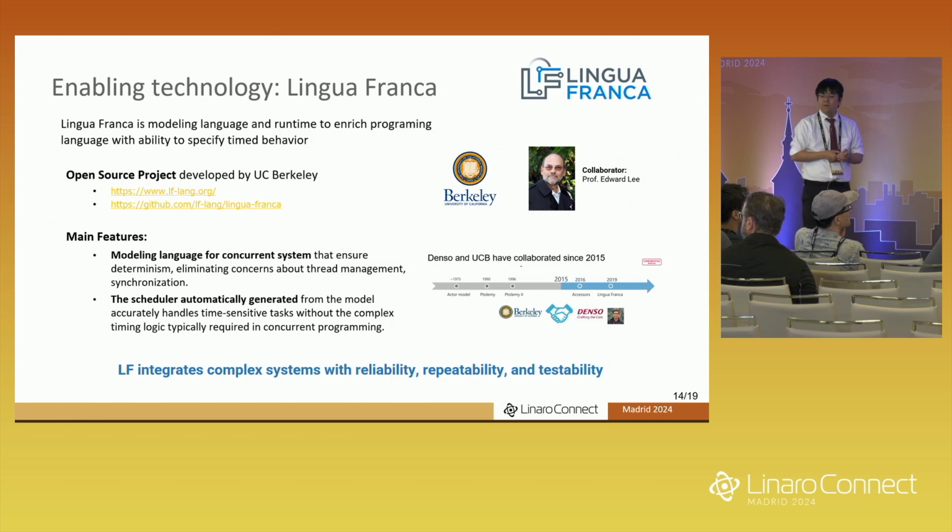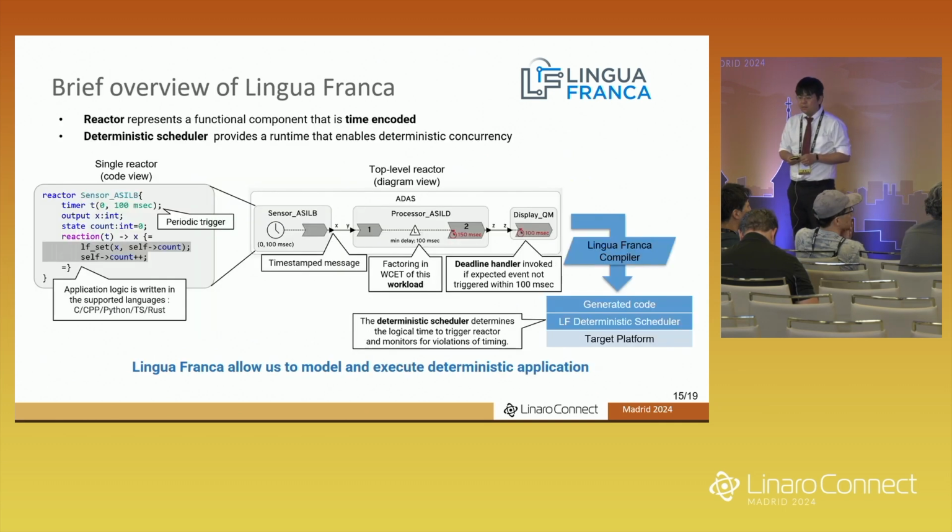And Lingua Franca has two main features. First is a modeling language for concurrent systems that ensures determinism, eliminating concerns about thread management or synchronization. And also Lingua Franca has an automatically generated scheduler. This scheduler is generated from the Lingua Franca model and accurately handles time-sensitive events. Lingua Franca can integrate complex systems with reliability, repeatability, and testability. Okay, let me explain briefly and a little more concretely about Lingua Franca.